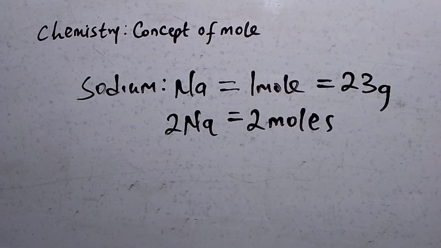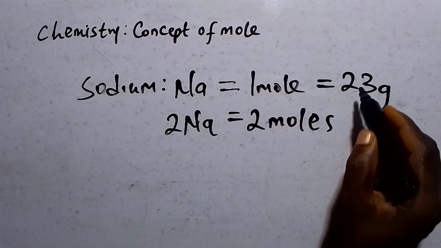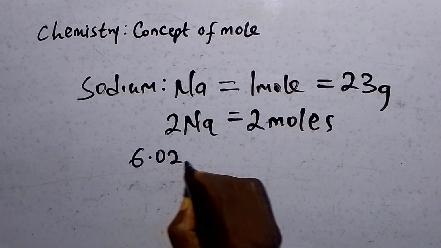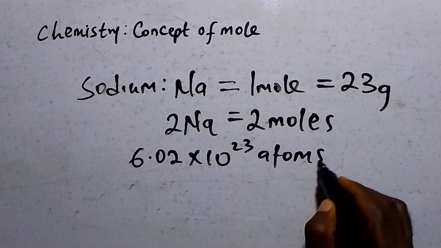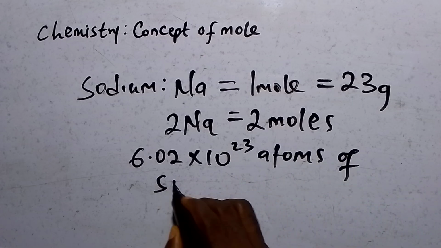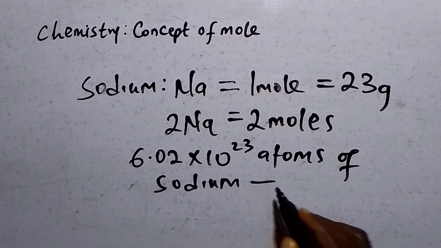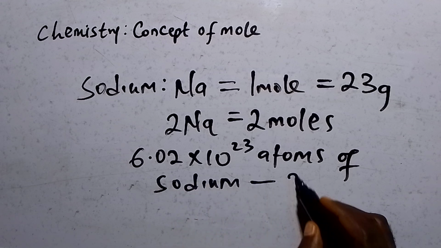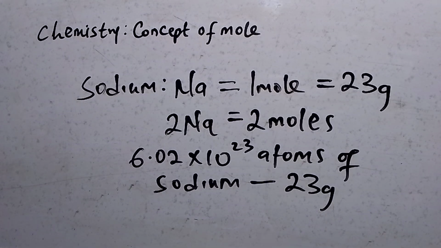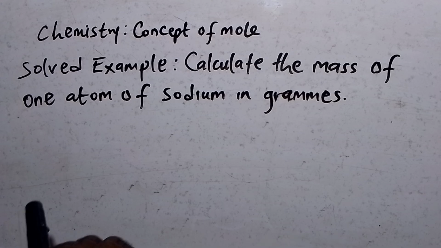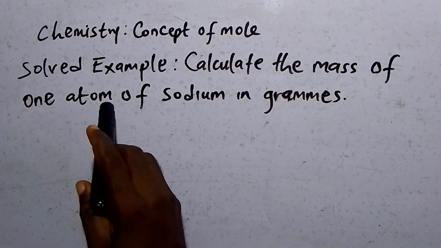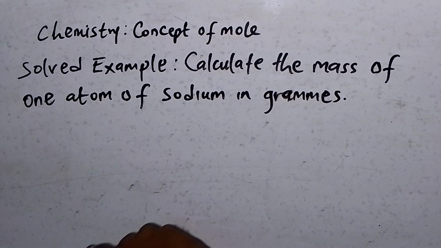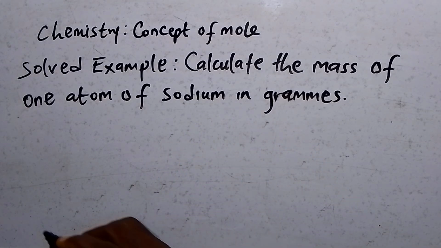Now, it means that 6.02 times 10 raised to the power 23 atoms of sodium have a mass of 23 grams. Does it make sense? Let's now see this example, this question. It says, calculate the mass of 1 atom of sodium in grams. All right, 1 atom of sodium.